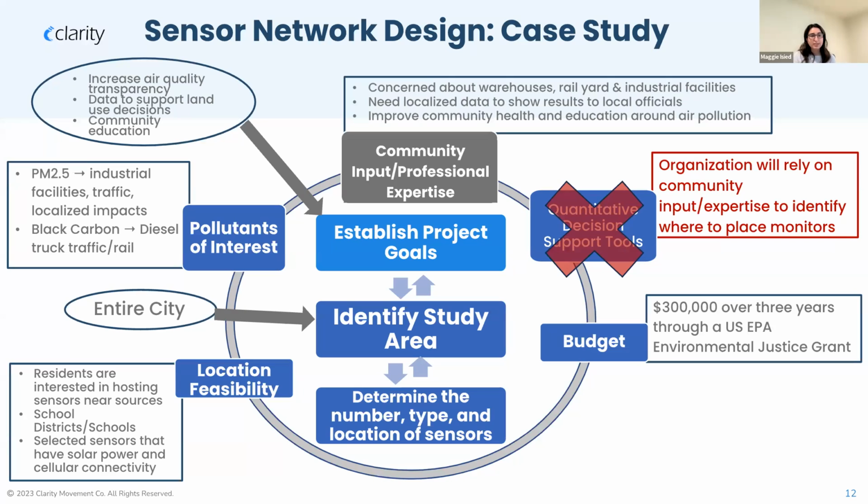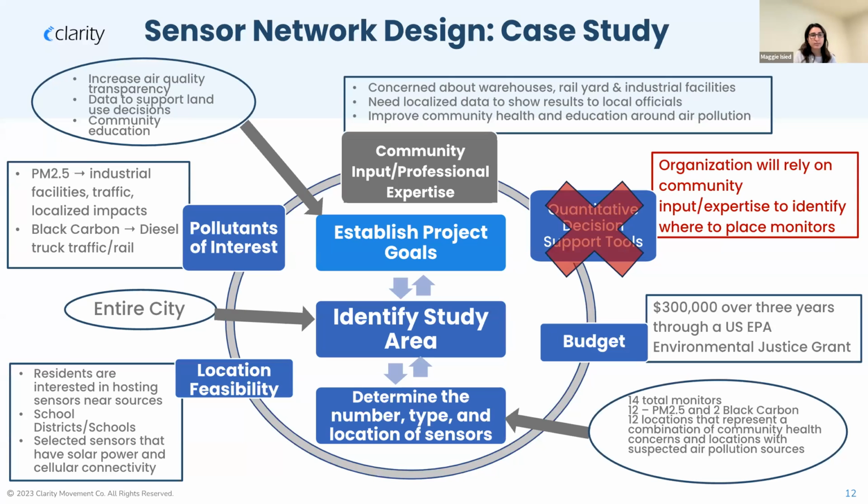The organization also came to the conclusion that their city was small enough that they felt like they could place a representative network over that area. And finally, based on primarily budget and location feasibility, the organization ultimately decided on 14 total monitors. They decided on 12 PM 2.5 monitors and 2 black carbon monitors. The locations of those monitors were in places that represented a combination of community health concerns and locations with suspected air pollution sources in proximity to the volunteer residents.